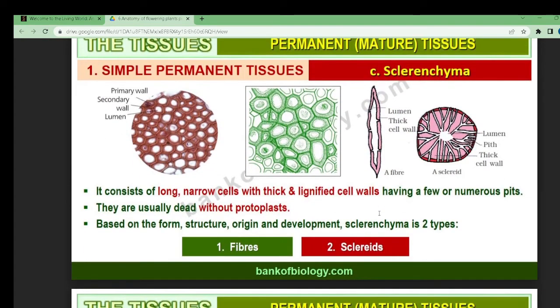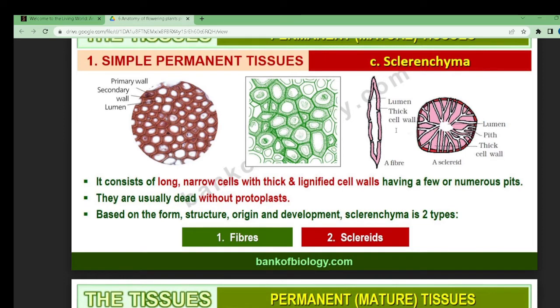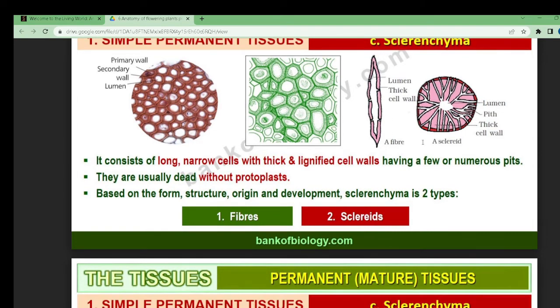Now the last one is sclerenchyma. You can see here they have a primary wall, secondary wall, and lumen. The dark green color is the primary wall, the faint green lines are the secondary wall, and inside, the white color is the lumen. In between this lumen, you can see some linings, which are known as pith.